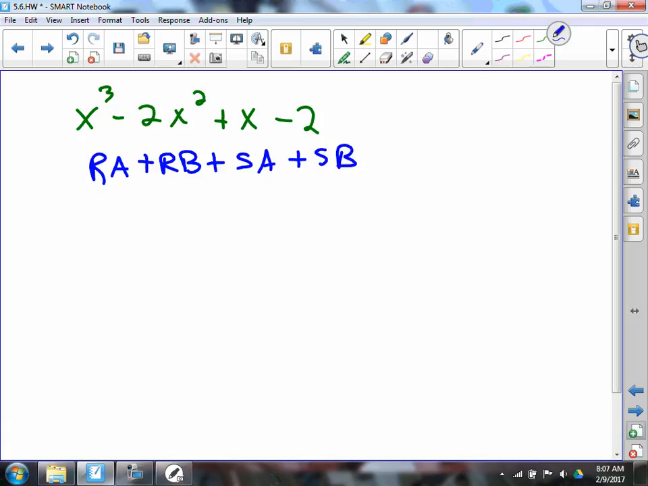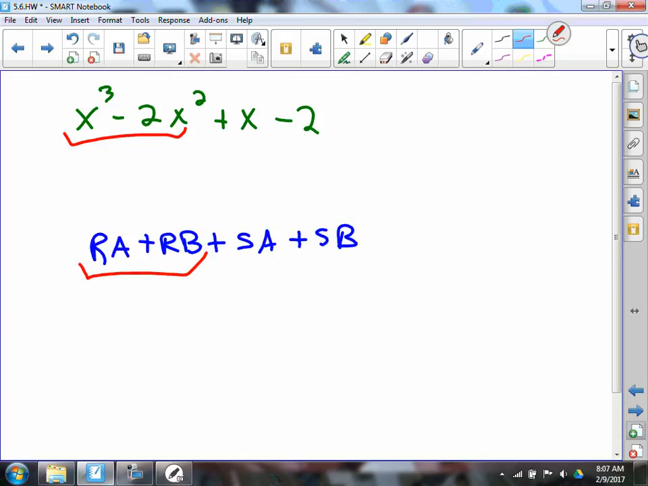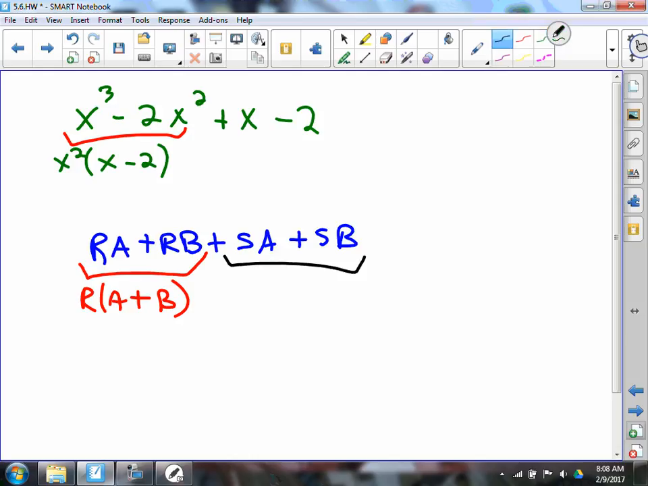So we look at the first two terms. We look at the first two terms, and we factor out the first two terms' GCF. x squared. Okay. In the case of the RA and the RB, it's R, and that leaves behind A plus B. In our case here, it's going to leave behind what? x minus 2. Okay. So in the general form, then we look at the next two terms and we factor out their GCF, which is S, right?